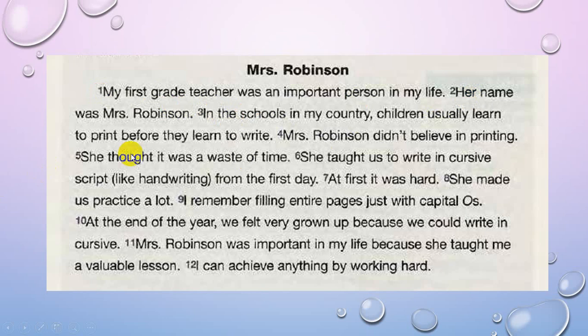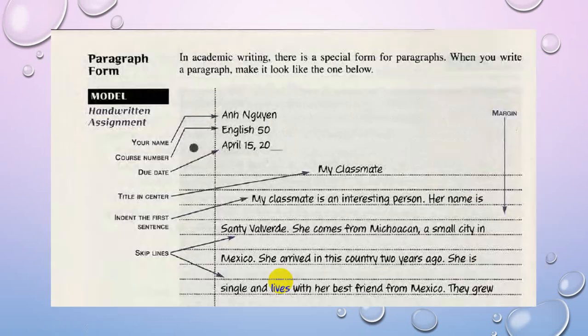Her name was Mr. Robinson. In the school in my country, children usually learn to print before they learn to write, blah blah blah. All of these sentences are called supporting sentences. Moving to the last sentence, I can achieve anything by working hard. This is the concluding sentence. So by the end, I can achieve anything by working hard. هذا الشيء اللي تعلمه من خلال Miss Robinson. Okay, فهذا هو الاستنتاج.